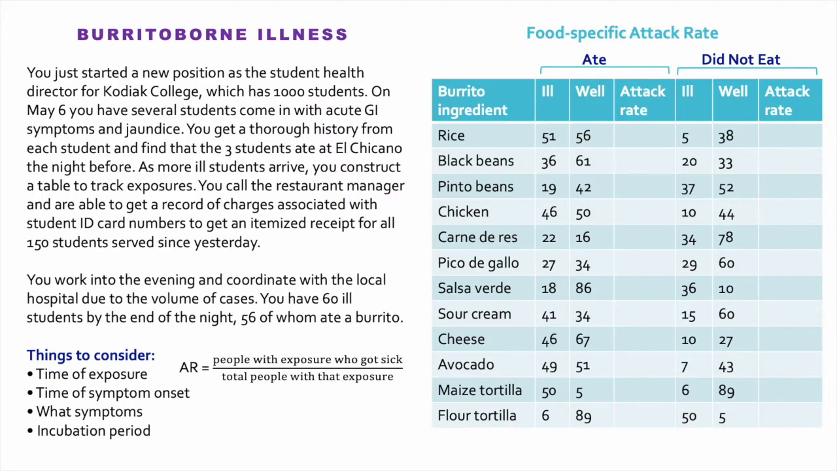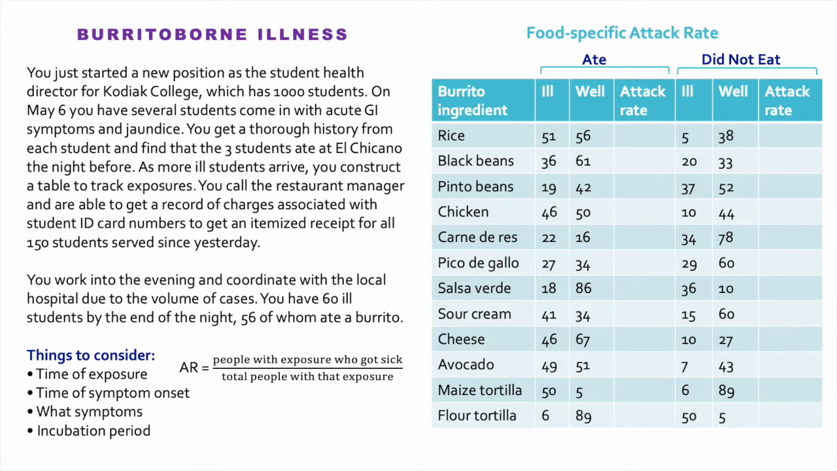Here's an example of investigating a foodborne illness. You just started a new position as the student health director for Kodiak College, which has 1,000 students. On May 6th, you have several students come in with acute GI symptoms and jaundice. You get a thorough history from each student and find that the 3 students ate at El Chicano the night before. As more ill students arrive, you construct a table to track exposures.